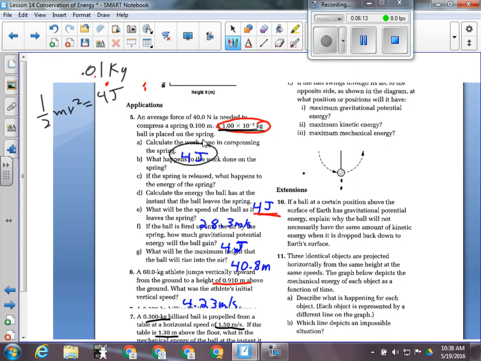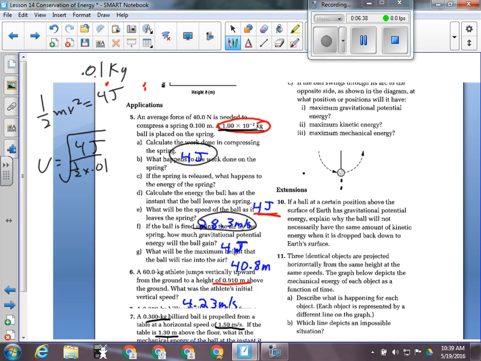Okay, so we go v squared equals 4 joules divided by 1/2 times 0.01. Sorry, not m, v. Okay, so the square root of all that will give me v. Okay, and it comes out to 28.3 meters per second. Okay. Everybody all right with that one?